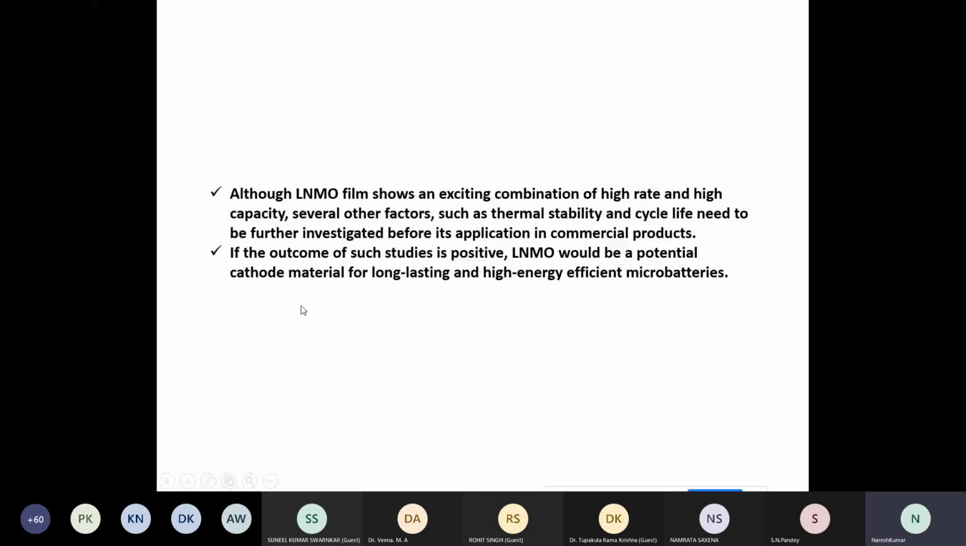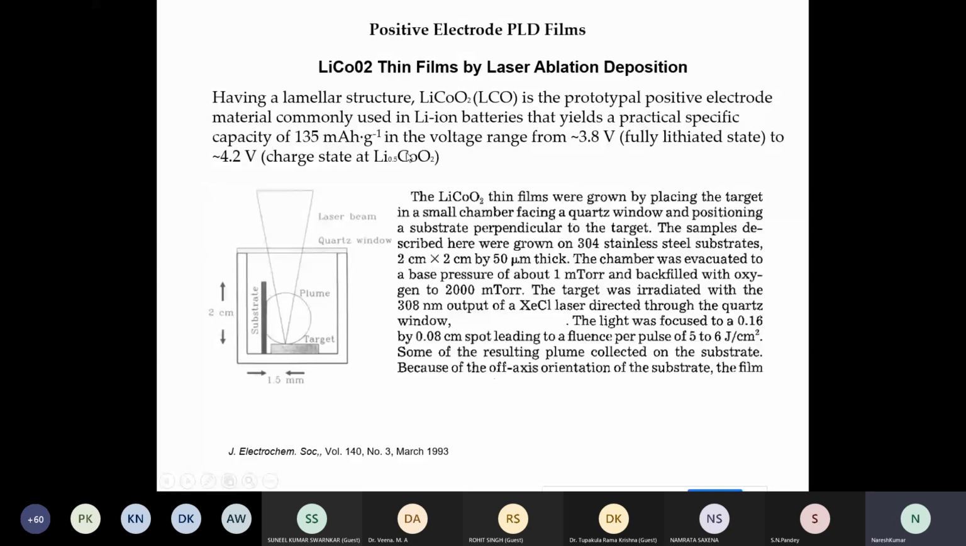There are a few more applications, like you can use PLD for positive electrodes such as lithium cobalt oxide, a very famous positive electrode material. So one can prepare thin films of lithium cobalt oxide. Not only this, there are many such positive electrode materials: V2O5, MnO2, lithium manganese oxide, LiMn2O4. Various materials are available for positive electrodes, and you can synthesize thin films of all, with enhanced properties available.